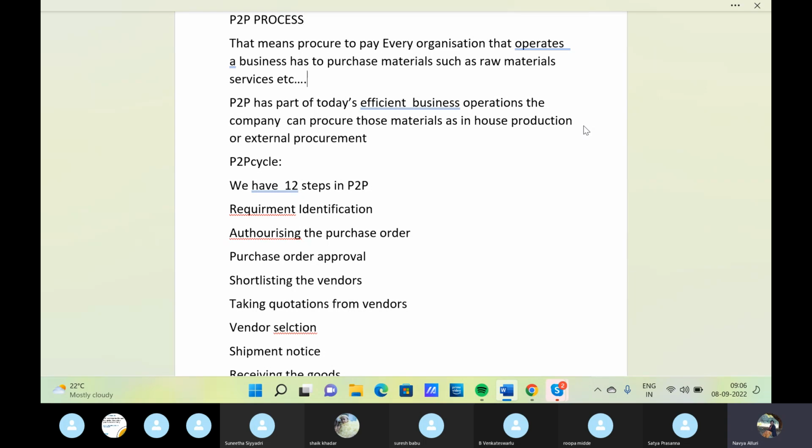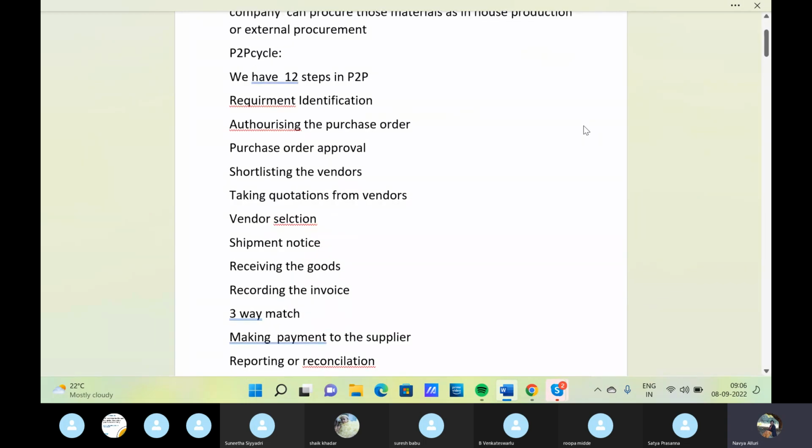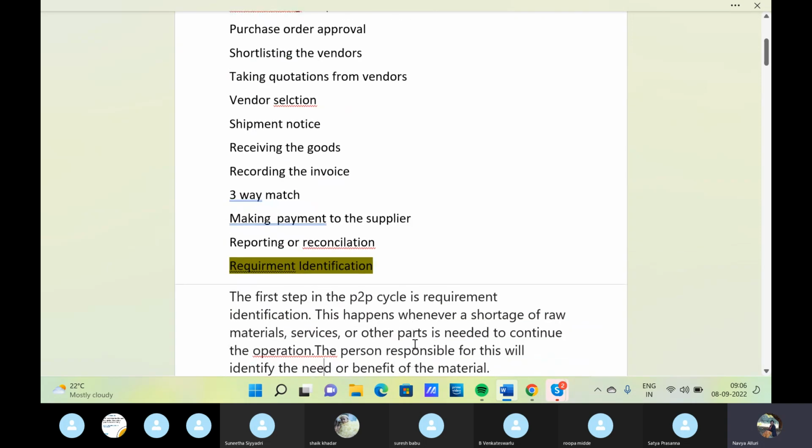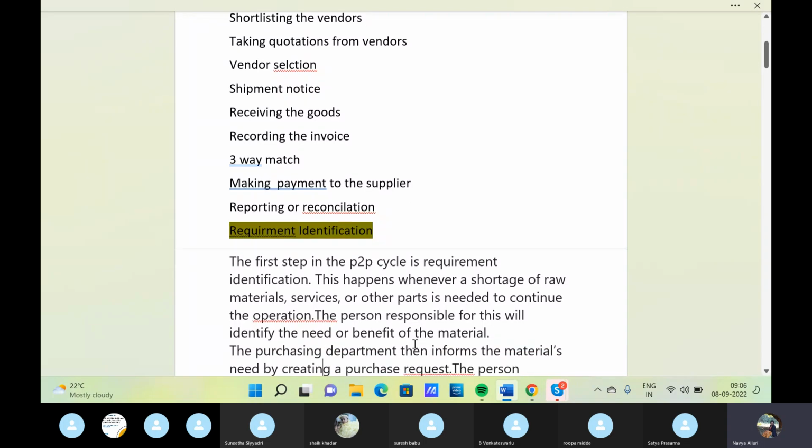Here we have 12 steps in the P2P process: requirement identification, authorizing the purchase order approval, shortlisting the vendor, taking quotations from the vendors, vendor selection, shipment notice, receiving the goods and recording the invoice, three-way match, making payment to the supplier, and reporting or reconciliation. We have 12 steps, but we will mainly learn about 8 steps. But I'll tell all those steps in the complete P2P process.